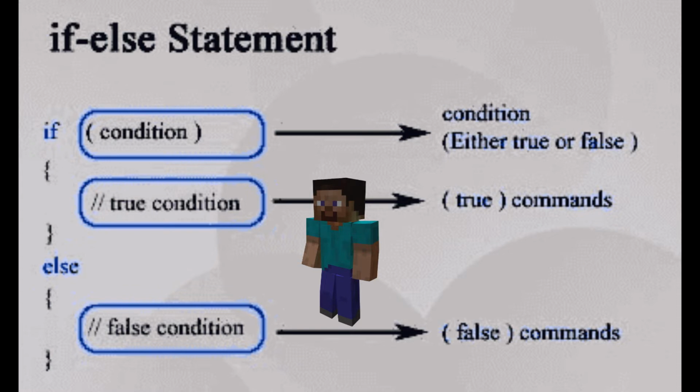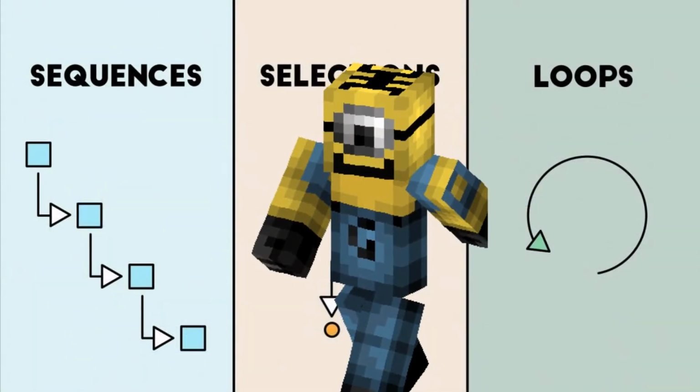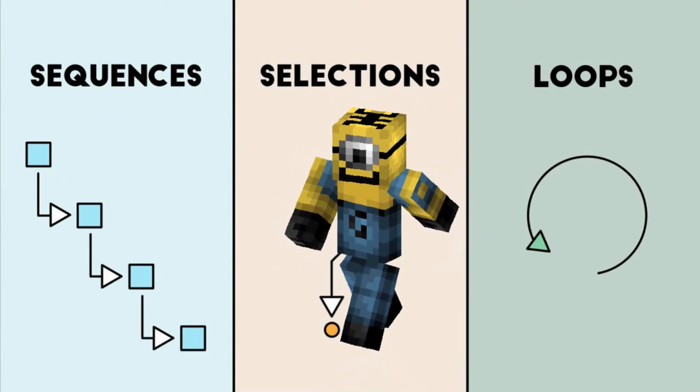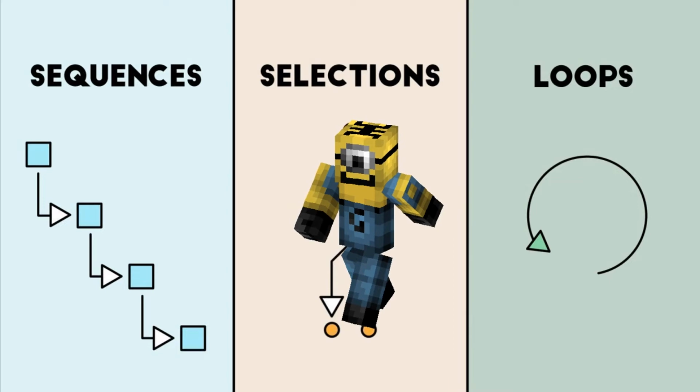Selection involves if statements. If the condition is true, then it will do the statements below the condition. If that condition is not true, then it will do the statements under the else. This leaves us with sequences, and sequences are essentially steps. It does one task after the other.